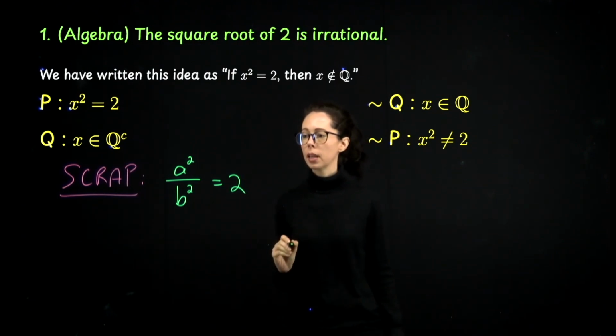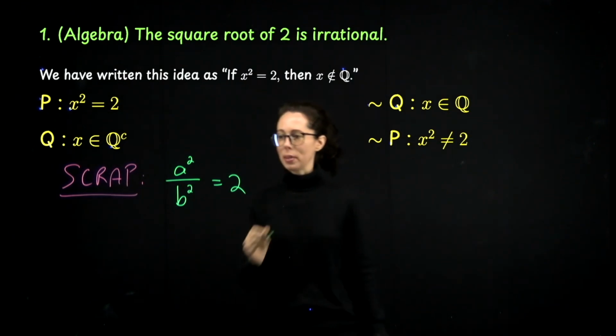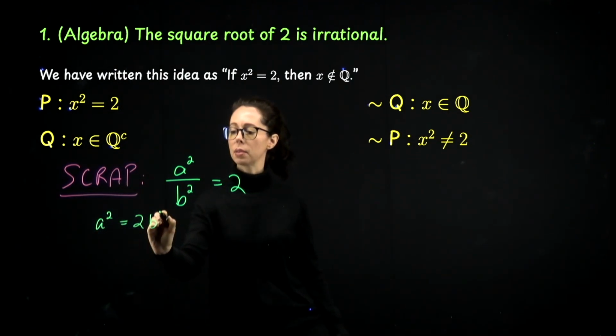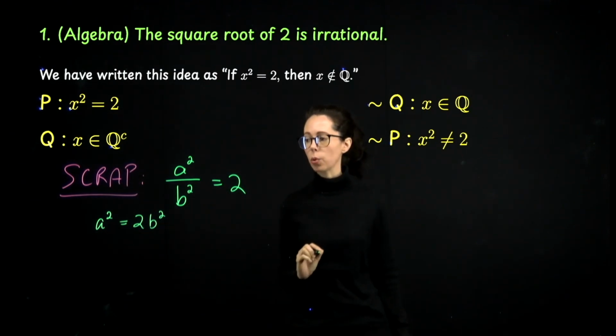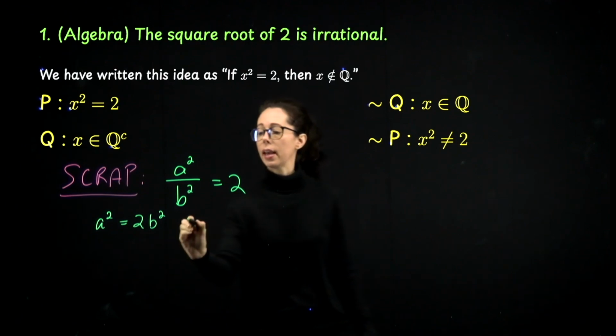Okay, well, I see a fraction. The most natural thing to do is bring the b squared over. So I could say, all right, a squared equals 2 times b squared. What does that tell me about a squared? It's twice an integer. So we know that that means a squared is even.